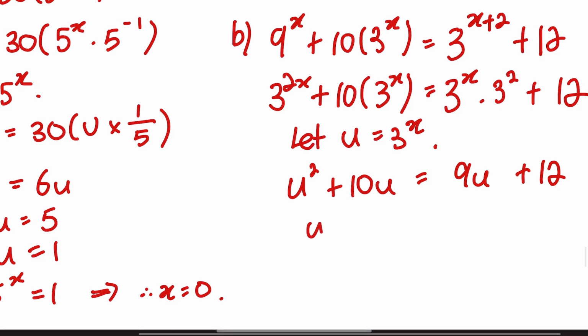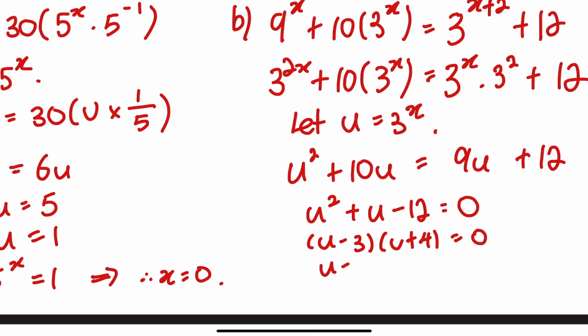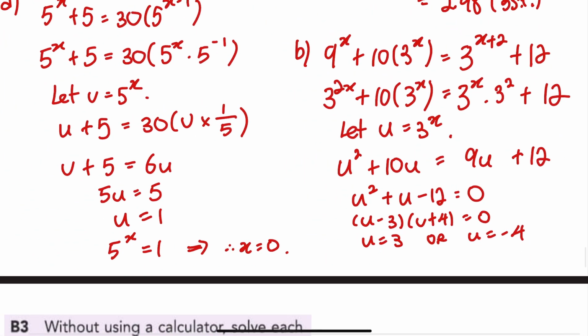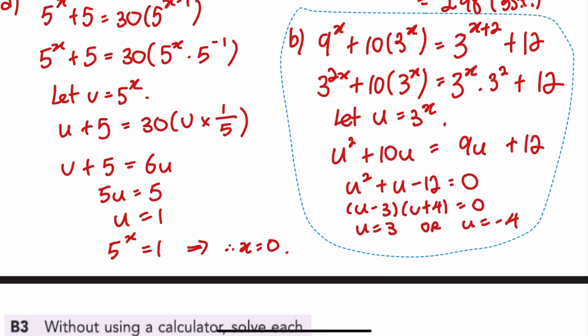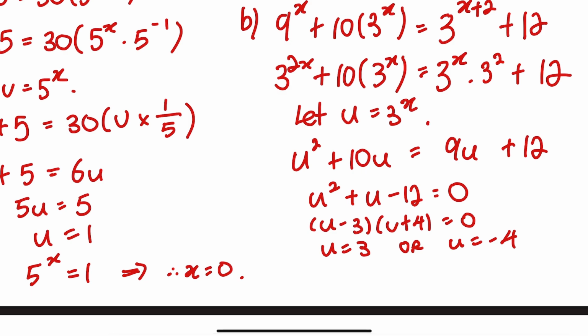Okay, so over here, this means that if I were to make this a quadratic equation, I'll get u squared plus u minus 12 equals to 0. Okay, factorize this, I'll get u minus 3 times u plus 4 equals to 0. This means that u is equal to 3 or u is equal to negative 4. Okay, remember the last step is I'm not solving for u, I'm solving for x. So I will replace back the u with 3 power x, in this case here, 3 power x is equal to 3 or 3 power x is equal to negative 4.